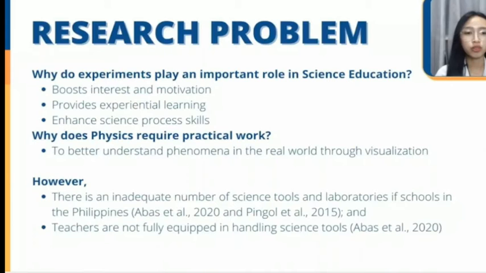Yet despite the importance of science laboratory tools in physics education, there is still an inadequate number of science tools and laboratories in the Philippines, both in public and private schools. And to add to that, teachers are not fully equipped in handling science tools.